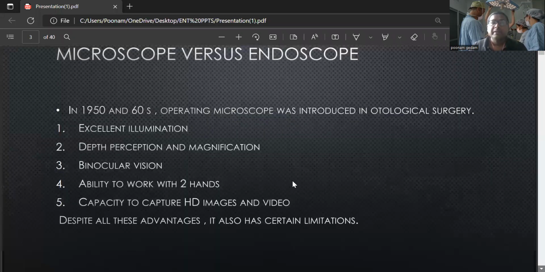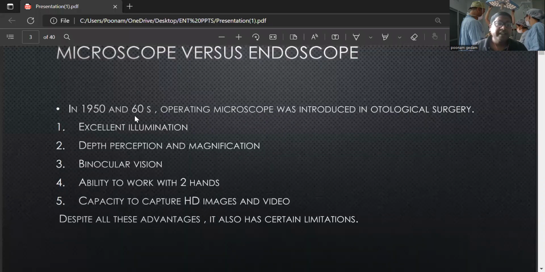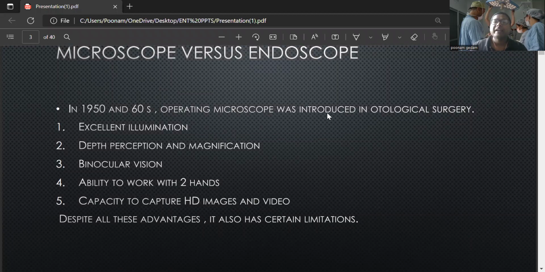Incorporation of the endoscope into surgical technique in otology has contributed greatly to the concept of minimally invasive surgery. So, coming to the debate of microscope over endoscope: in the 1950s and 60s, the operating microscope was introduced in otologic surgery because of excellent illumination, depth perception, magnification, binocular vision, ability to work with two hands, and capacity to capture 3D images and videos, thereby leading to research, development and teaching. Despite all these advantages, it also has certain limitations.